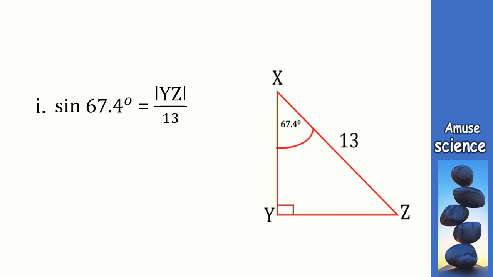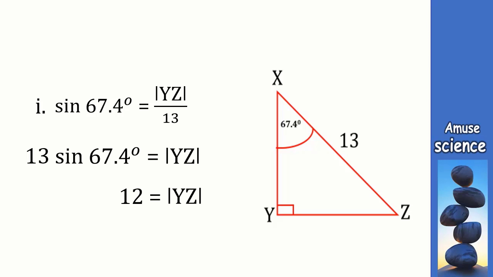So we can say that sine 67.4 is equal to the side yz divided by the side 13. Remember that sine theta is a ratio of the opposite, which in this case is our yz, to the hypotenuse, which is the 13. And so we can multiply 13 by sine 67.4 degrees. This will give us 13 sine 67.4 degrees equal to yz. When we compute this using our calculators, we are going to get 12.